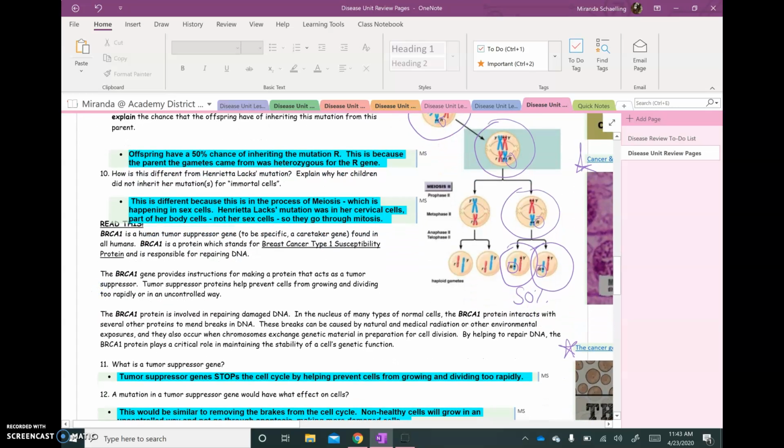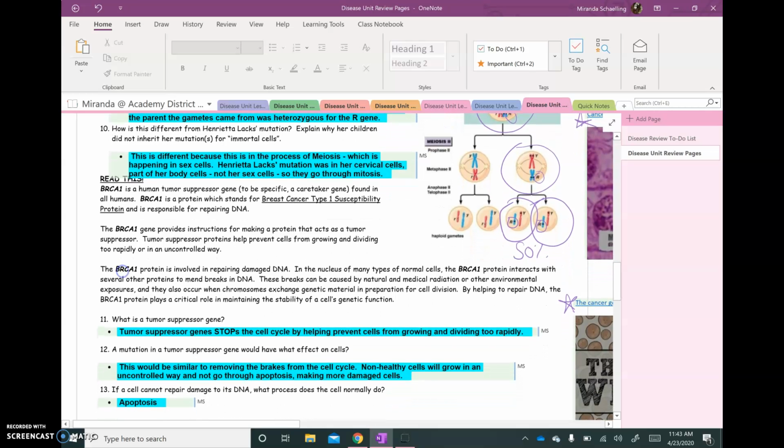Okay, how is this different from Henrietta Lacks? It's different because this is the process of meiosis, which is happening in sex cells. Henrietta Lacks' mutation was in her cervical cells, part of her body cells, not her sex cells, so they go through mitosis. Okay, then we have BRCA. BRCA1 is a human tumor suppressor gene found in all humans.